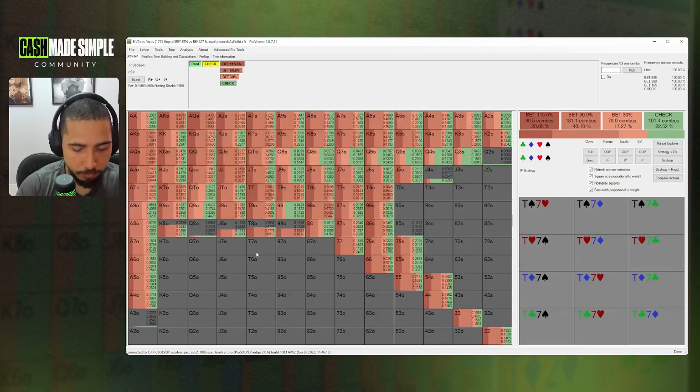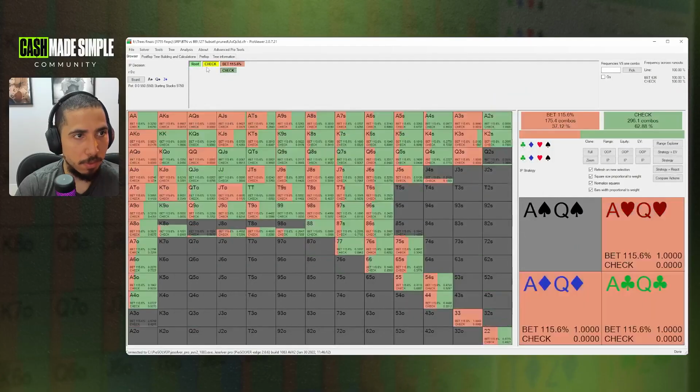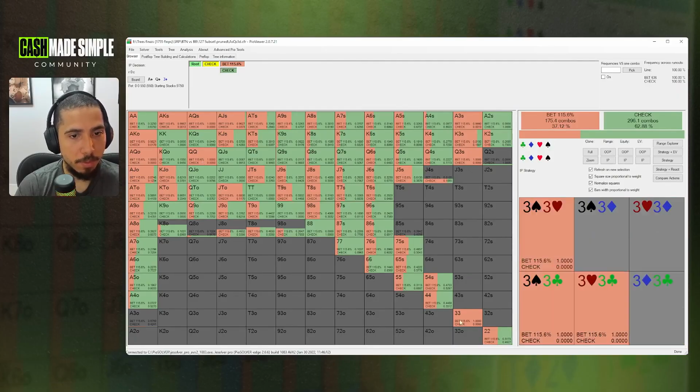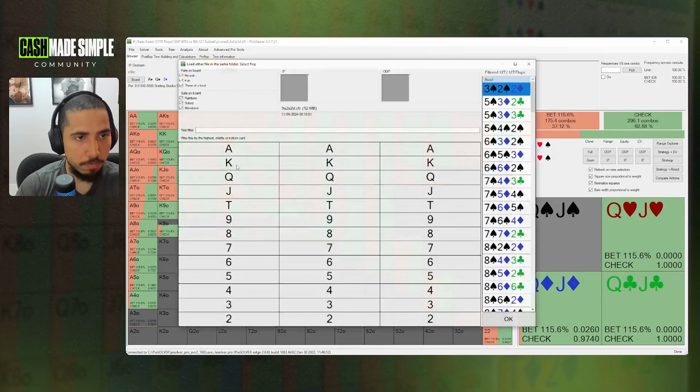No, ace, queen, jack is triple broad. Ace, queen, 3. We saw this ace, queen, 3. Take a look. So pocket ace is betting 32, checking 67. Pocket queens is pure betting. Pocket threes is pure betting. So here we're betting 32% of the time.